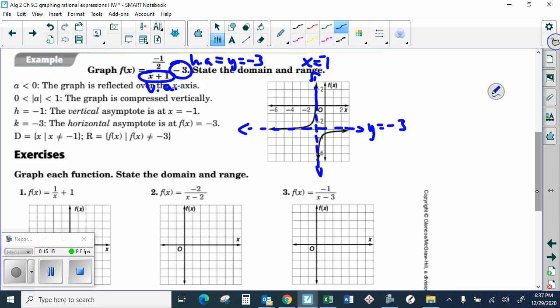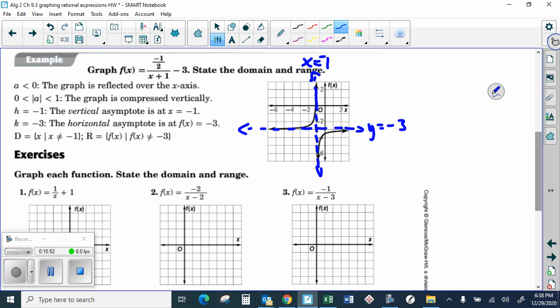Now I have -1/2. The negative told me that, remember, the normal one is in quadrants 1 and 3. So since it's negative, it's going to reflect this down to this one. It's going to reflect this one up to there. So now I'm going to be in quadrants 2 and 4, with that negative sign. That has nothing to do with the 1/2. It's the negative that makes it reflect over the x-axis. So that's why you see it in quadrants 2 and 4.